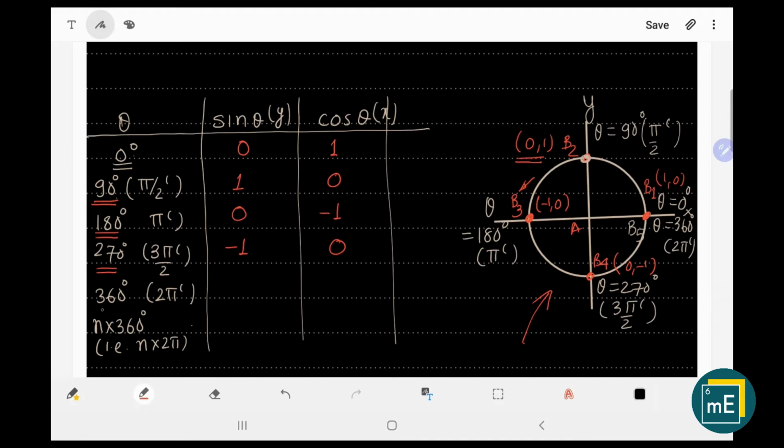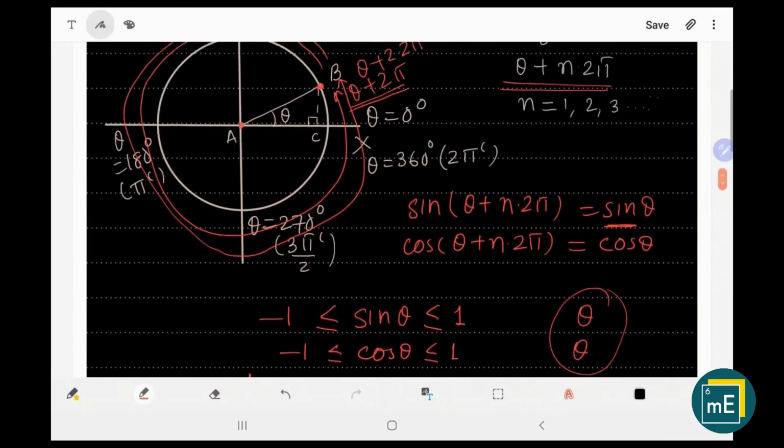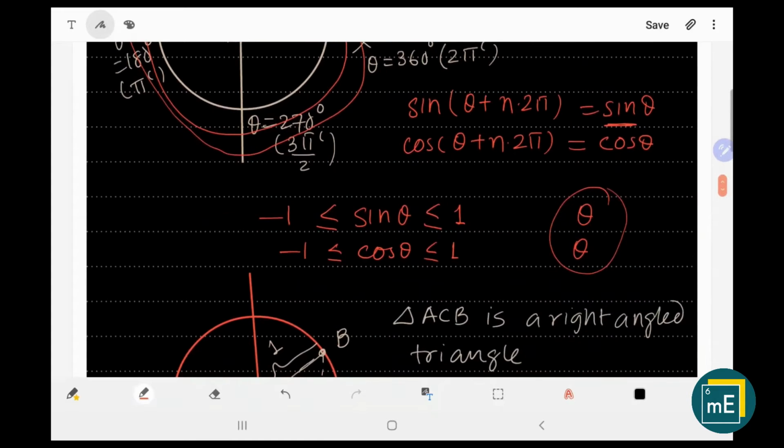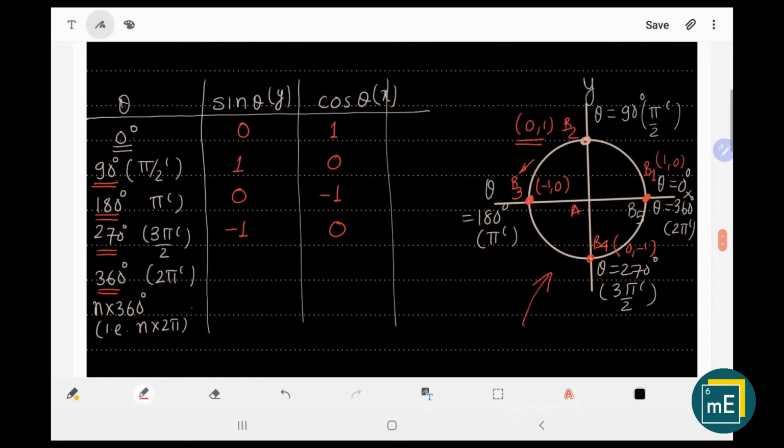In the next position, when theta becomes equal to 360 degrees or 2 pi, position B5 coincides with the initial position B1, as we have already discussed. When you move point B such that the new angle can be written as theta plus 2 pi or theta plus n times 2 pi, sine of (theta plus n 2 pi) is equal to sine theta, and cos of (theta plus n 2 pi) is equal to cos theta. Hence, in position B5, the coordinates will be exactly the same as in B1, that is (1, 0). That means cos theta will be 1 and sine theta is equal to 0.